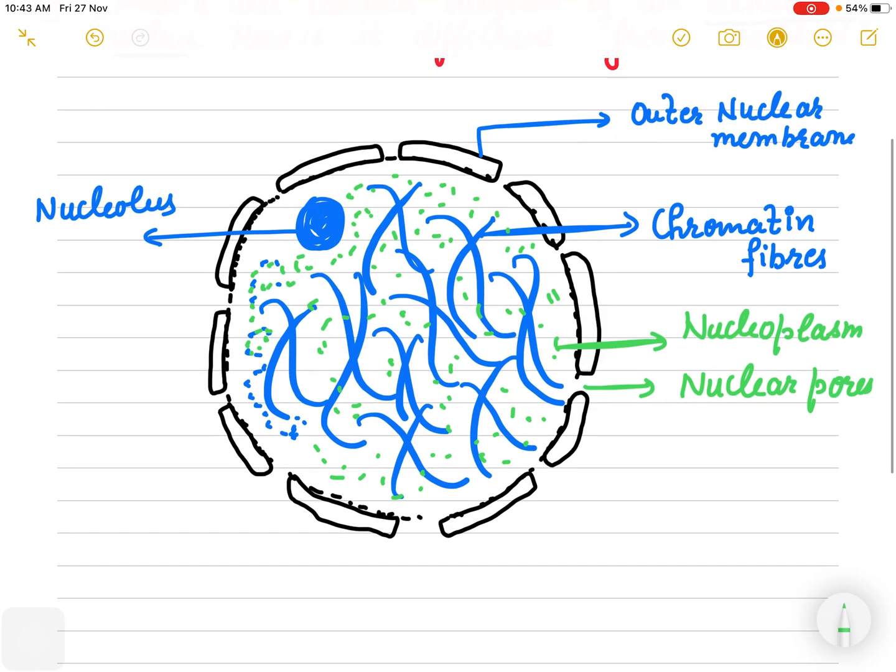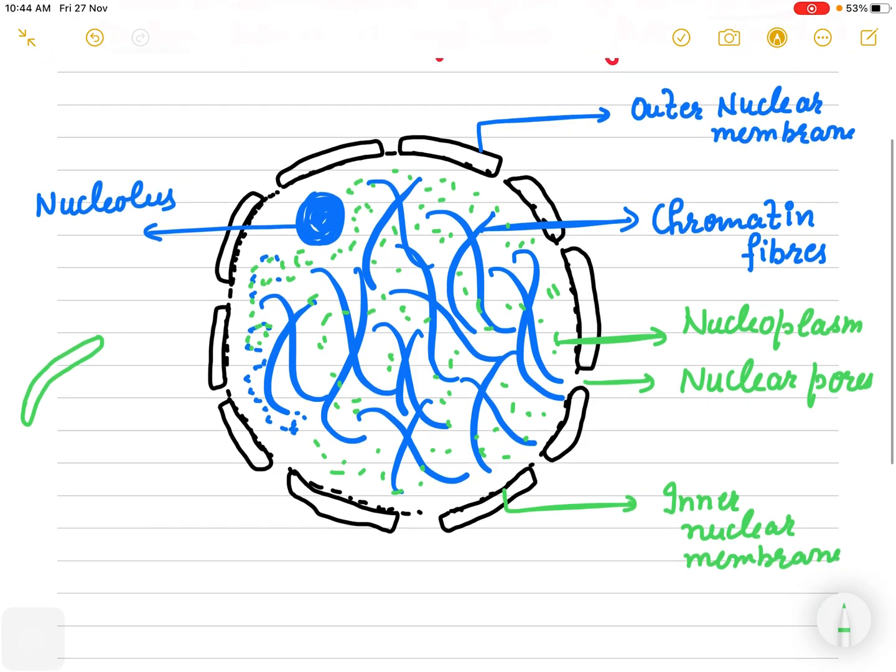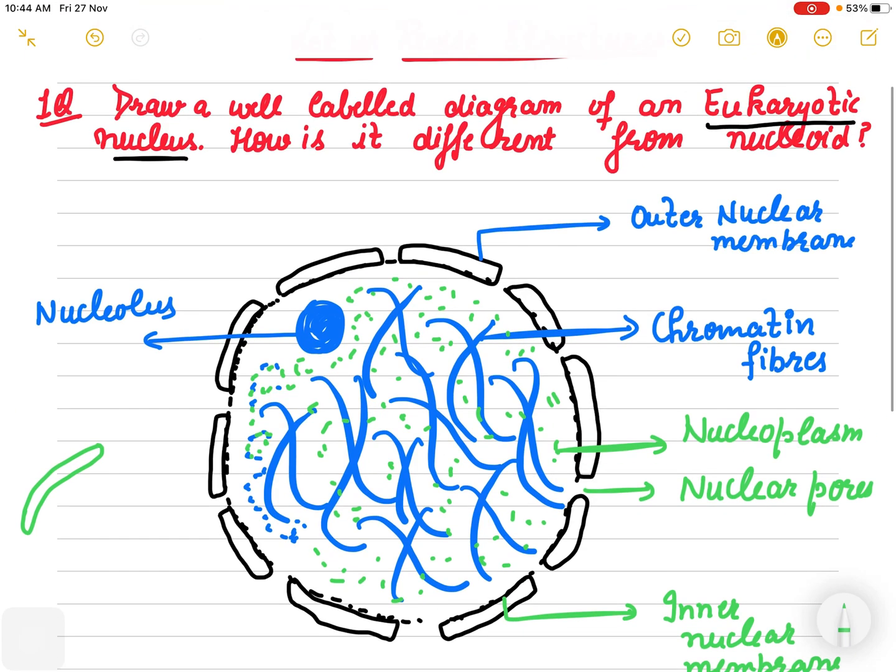So chromatin fibers, outer nuclear membrane, and this one is the inner nuclear membrane. The outer part is known as the outer nuclear membrane, and the portion towards the inner side is called the inner nuclear membrane. So this is the structure of your eukaryotic nucleus. Now the next part, so the first part is cleared. We have drawn the labeled structure.